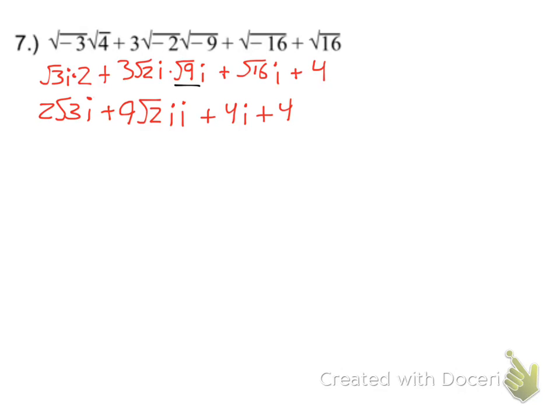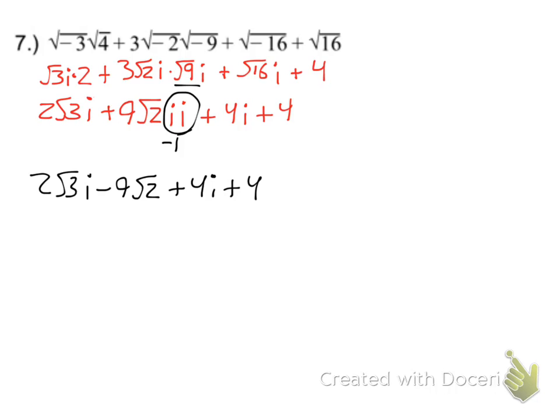I have i squared, so therefore I can change that to negative 1. Maybe I can put the negative 1 underneath, and then when I go to rewrite, it's 2 square root 3i, then negative 2 or minus 9 square root 2, plus 4i, plus 4. We're not completely done because we're not in standard form. So I have to rearrange. I want to put the stuff that doesn't have i's first. That would be a negative 9 square root of 2 plus 4, right? And then at the end, I'll put a plus 2 square root of 3 i plus 4i.